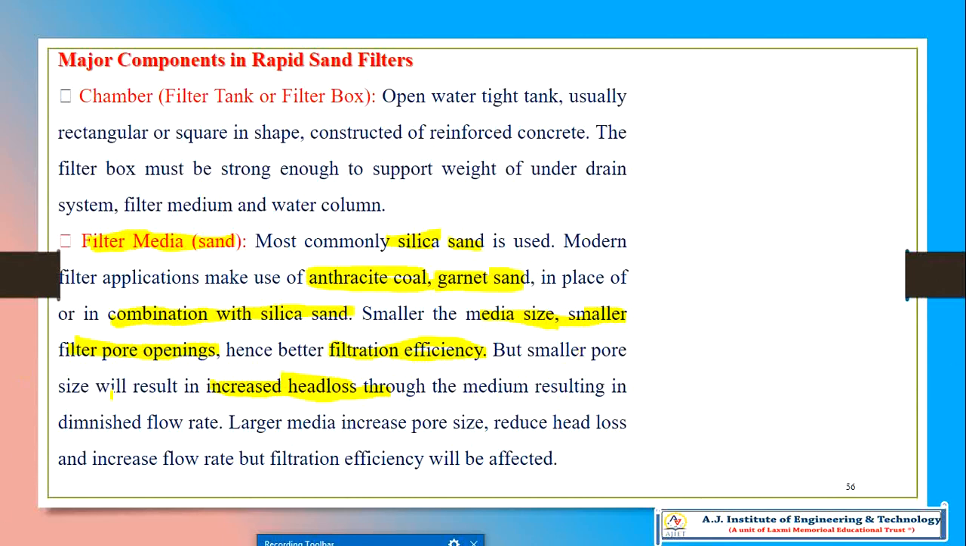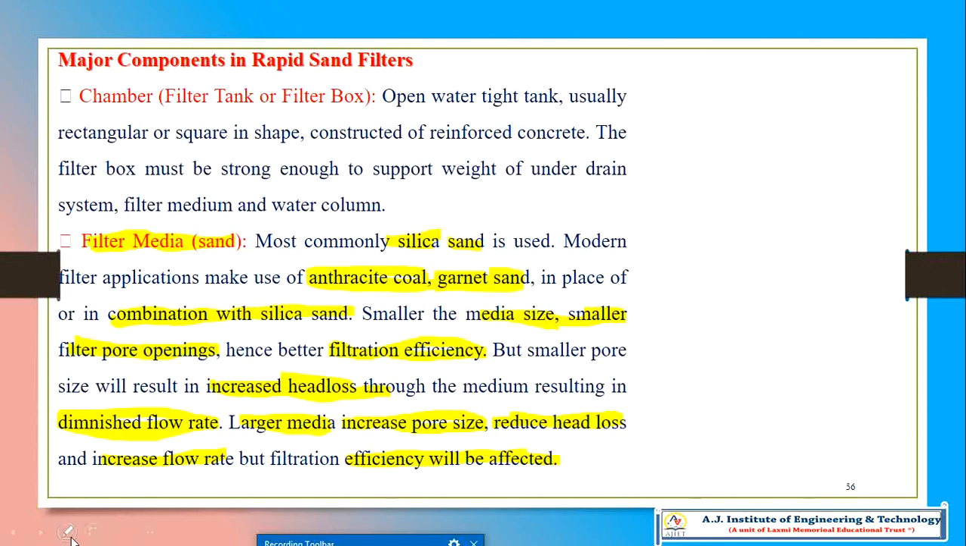The medium results in a diminished flow rate. That means the flow rate will be decreased due to the smaller particles. Then the head loss is formed. Larger media particles increase the pore sizes. If you use larger media particles, then the pore size is increased, and head loss is reduced. Water passage will be very high and the flow rate also increases, but efficiency will be affected a little. This is common, right? If you use larger particles, then efficiency will obviously be affected. Okay, this is about major components.